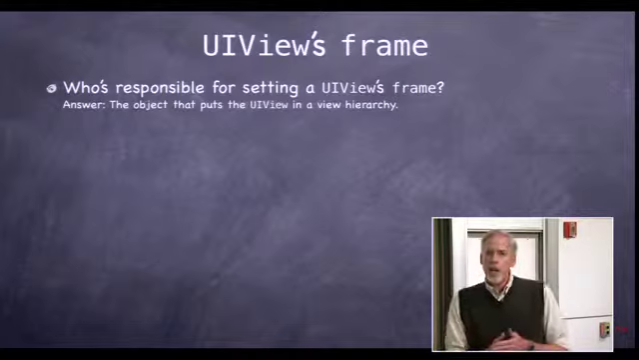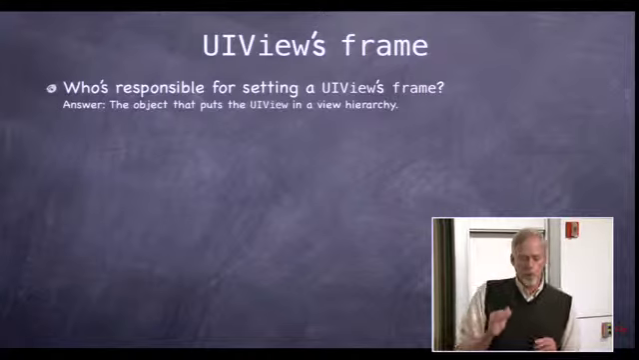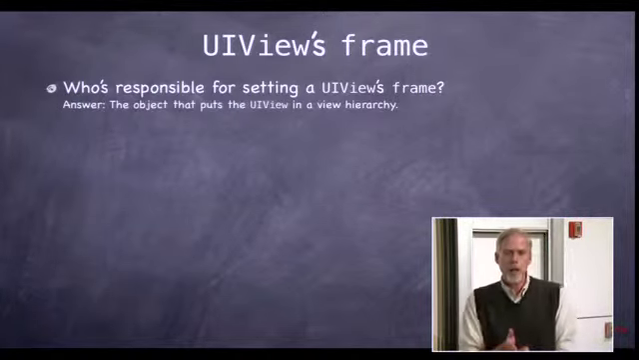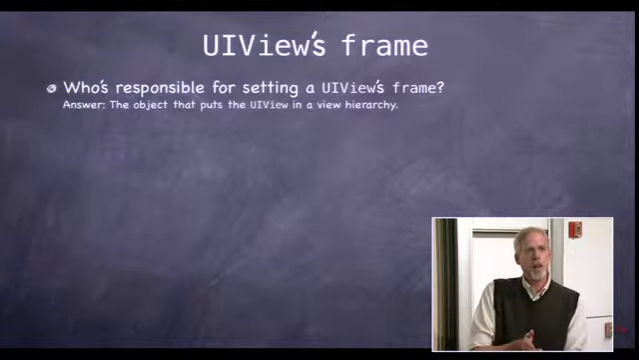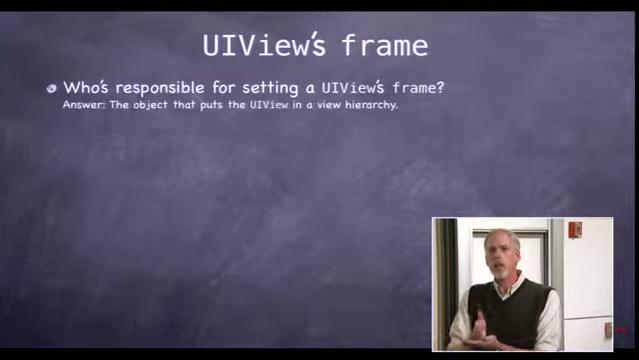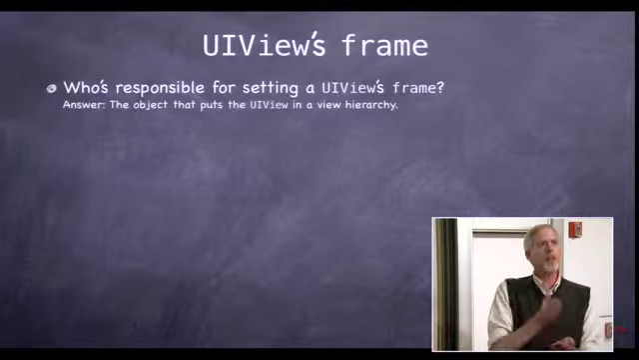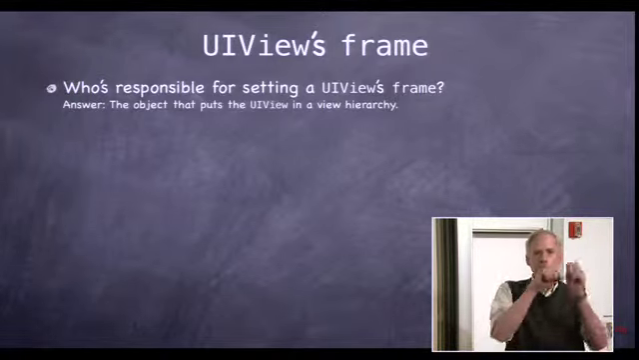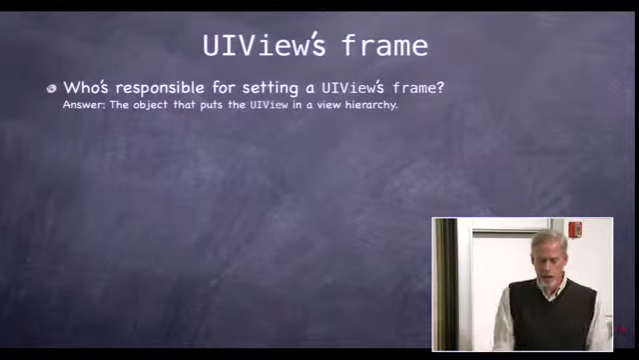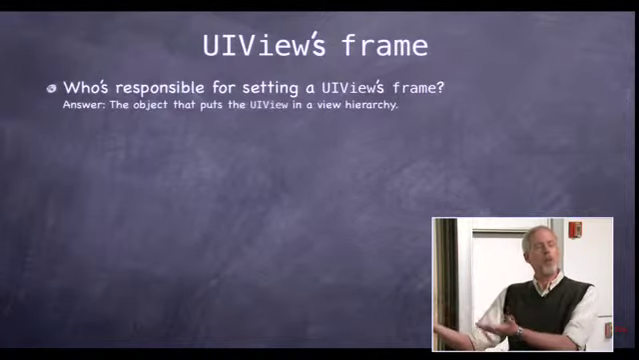All right, one last thing, and this is about the frames of your views. So this is an important question for you to understand the answer to. Who's responsible for setting the frame of a UIView? And the answer is, it's the object that puts that view into the view hierarchy. Okay? Now normally, who is that? It's the storyboard. You're dragging the views out and moving the little handles, right? To resize them, you're setting the frames. Okay, all's good. But if you do alloc init, alloc initWithFrame, what frame do you pass?